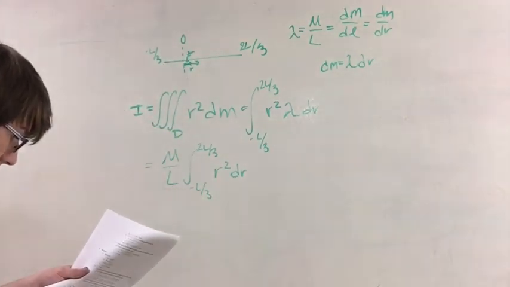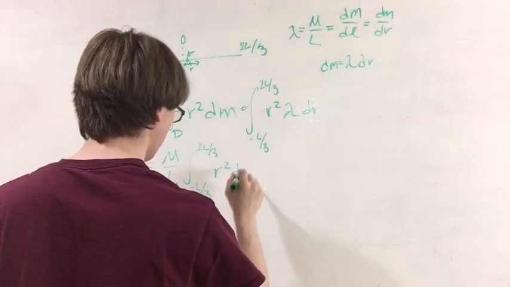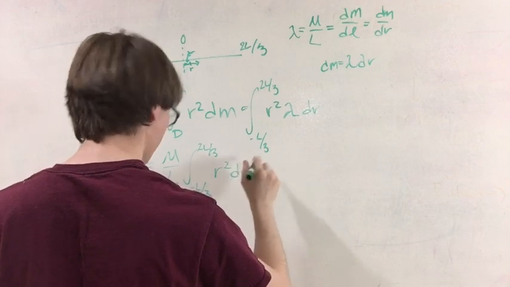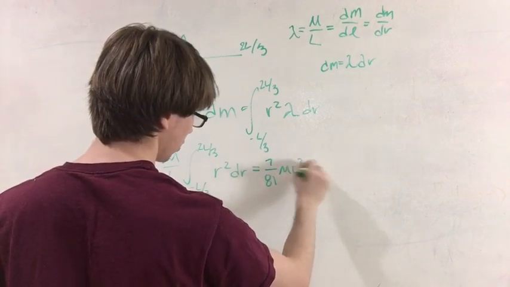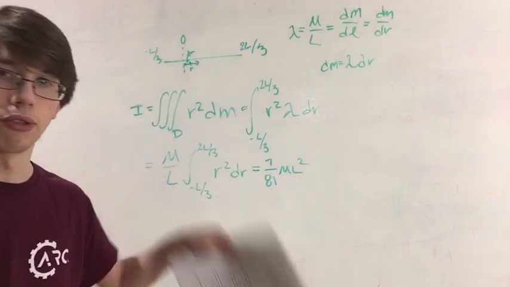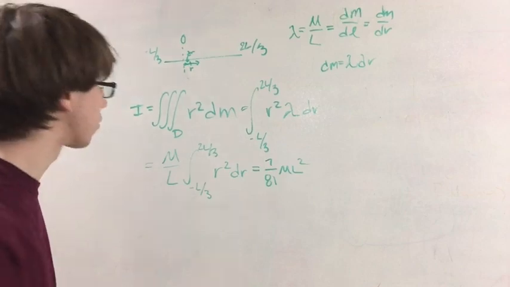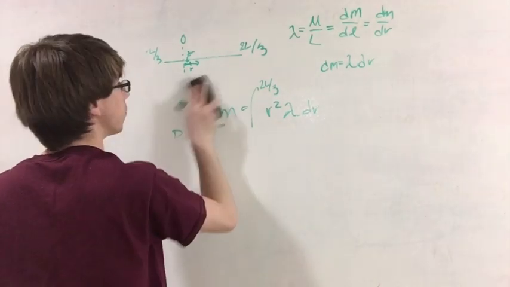Okay? And then what we end up with is that gives us 7 over 81 ml squared. Not going to go through all of the steps to integrate. We've done that plenty of times, and I'm sure you already know how to do an integral by now, especially a single integral. Relatively simple.